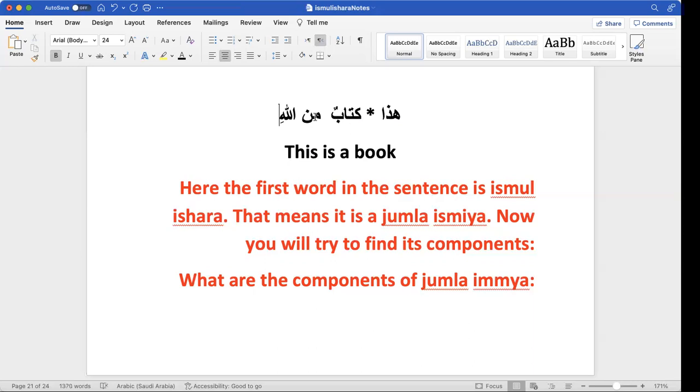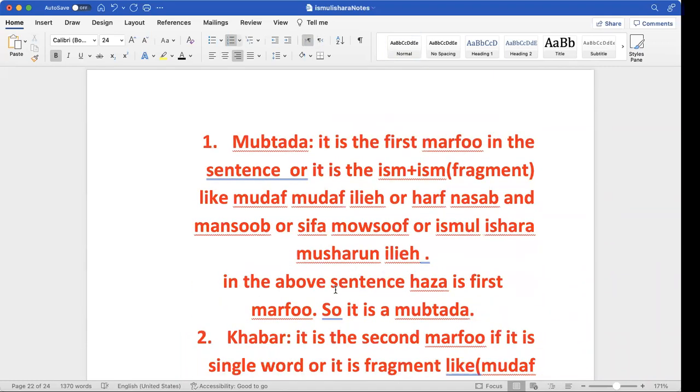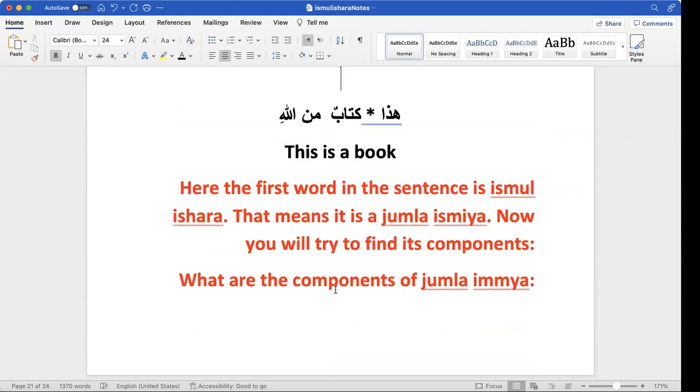Haza kitabun min Allahi. Now, what is this harf jar majroor doing? So, we got a mubtada, we got a khabar. The first word we labeled as mubtada. Before that, when we were finding break of chain, we were not labeling those words. We were trying to find the break of chain and we were translating. Now I am labeling those. So anything before break of chain, I am labeling as mubtada.